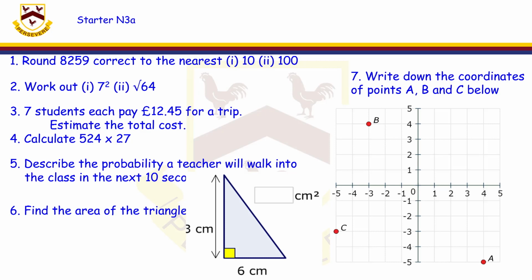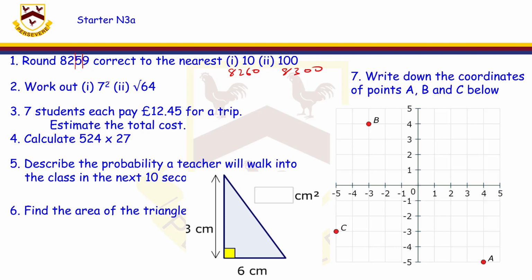Okay, so question number 1. Round 8,259 to the nearest 10. So we put our line here. The 9 affects the 5, so it becomes 8,260. To the nearest 100, check our tens column. That's 5, so it affects the 100. Becomes 8,300.